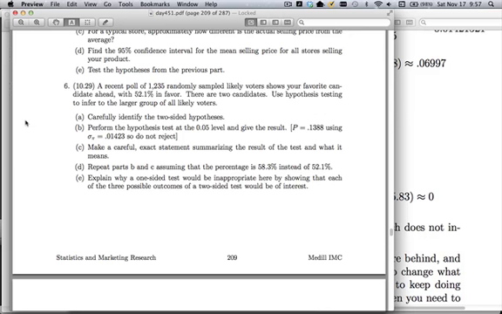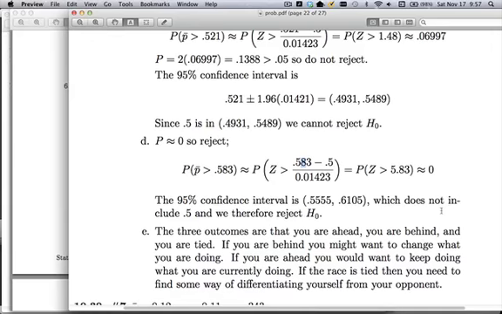Explain why a one-sided test would be inappropriate here by showing that each of the 3 possible outcomes of a two-sided test would be of interest. Well, the 3 outcomes are either you're ahead, you're behind, or you're tied. So clearly, if you're behind, you probably want to change what you're doing. If you're ahead, you want to keep doing what you're currently doing. And if the race is tied, well, you probably want to change what you're doing as well. You want to differentiate yourself from your opponent.